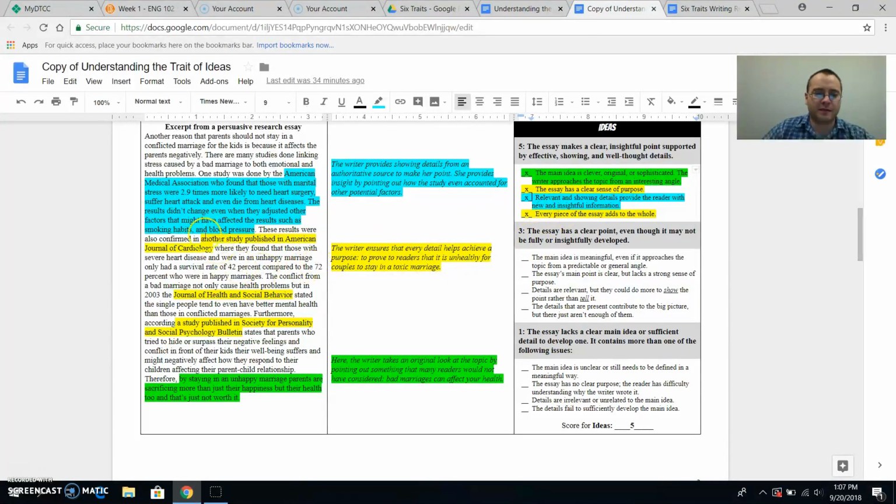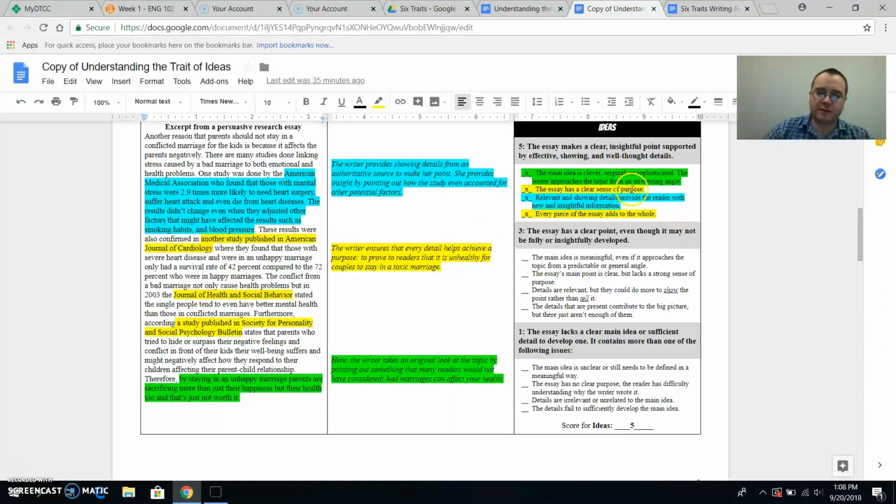So another one here, if you notice, another study published in American Journal of Cardiology. Here is the Journal of Health and Social Behavior. Here is a study published in Society for Personality and Social Psychology Bulletin. So when I was reading this piece and I noticed all of those journals, those good sources, and what this student writer was using them for, I noted to myself, the writer ensures that every detail helps achieve a purpose, to prove to the readers that it is unhealthy for couples to stay in a toxic marriage. So because all of these details are working together for a purpose, I marked both of these descriptors.